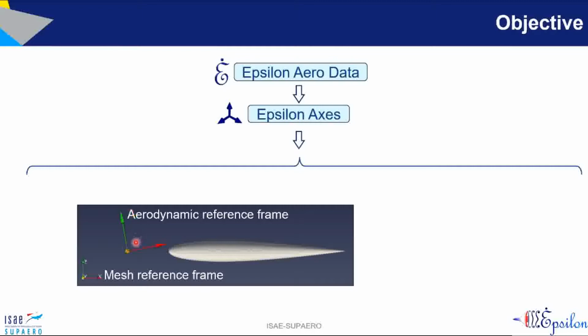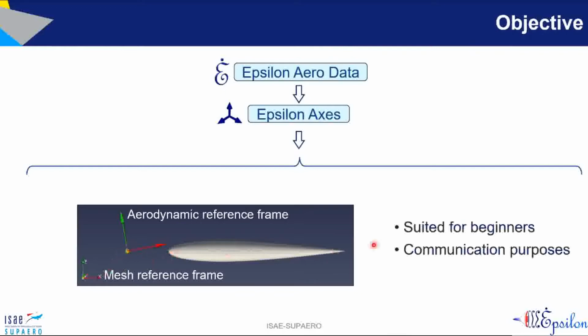Indeed, in most cases, this reference frame is different from the mesh reference frame that is associated with the CFD simulation. And having access to the aerodynamic reference frame will allow you to interpret all the aerodynamic components, like the U, V, W velocity components that are referred to the aerodynamic reference frame in Epsilon. So this is mostly a tool suited for beginners who are not used to the aerodynamic reference frame, and may struggle to interpret the U, V, W components by using the mesh reference frame that's actually displayed in ParaView.